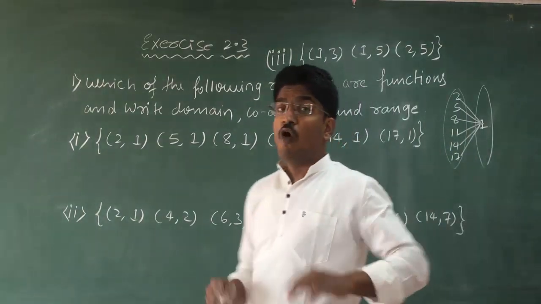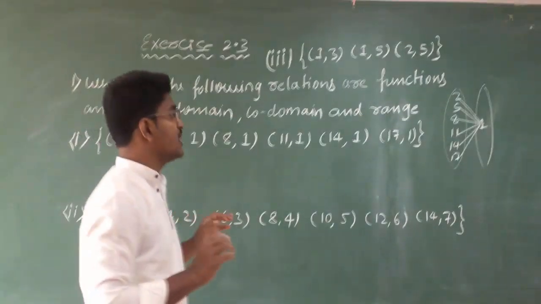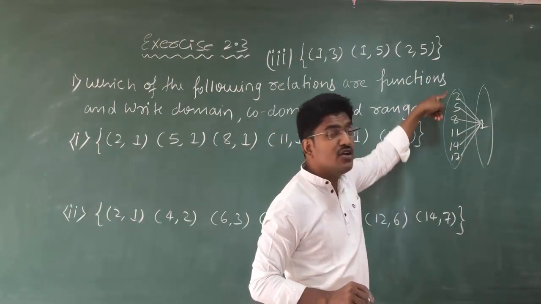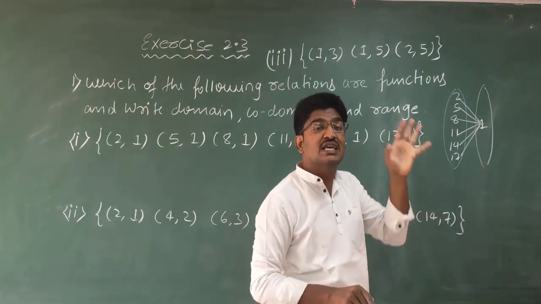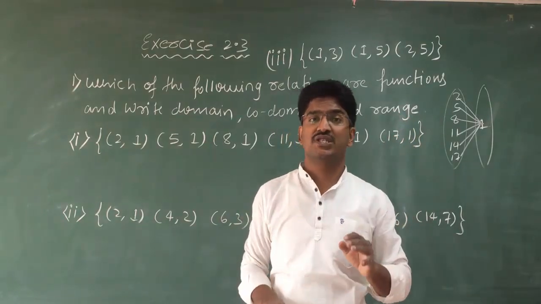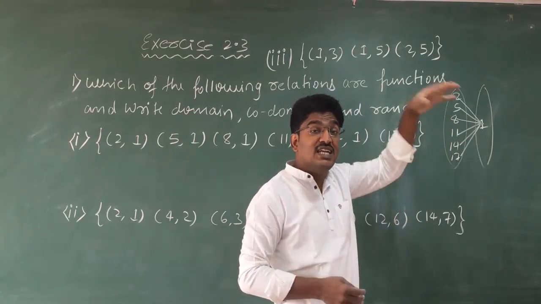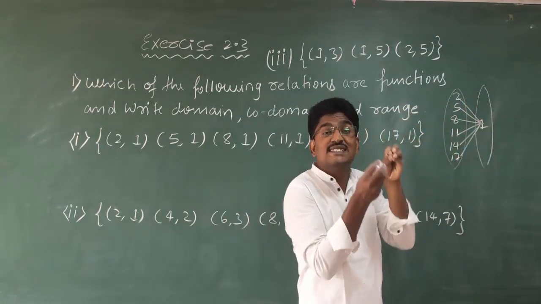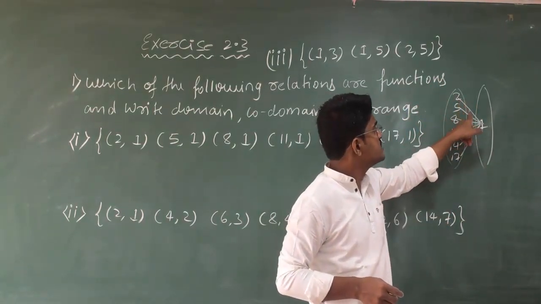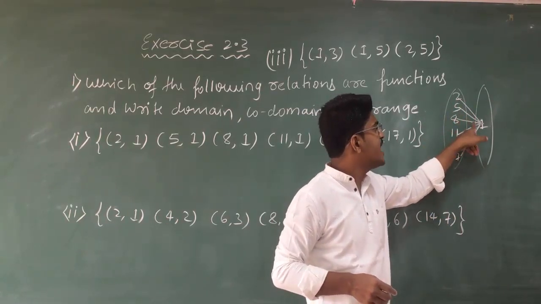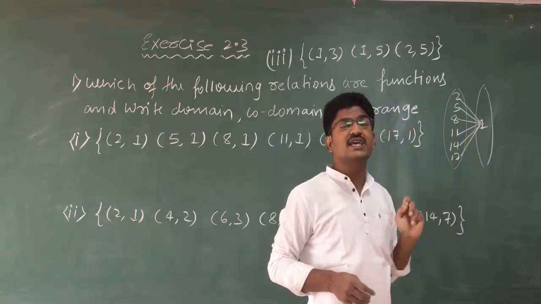That means all the elements of the domain have a single image. See here, every element of the domain has a unique image. That's no problem. But that unique image is the same. Please understand this. All the elements of the domain have a unique image, and that unique image in the codomain is the same for all the elements. Are you getting my point? So see here, 2 has a unique image, 5 has a unique image, 8 has a unique image, 11 has a unique image, 14 has a unique image, 17 has a unique image.